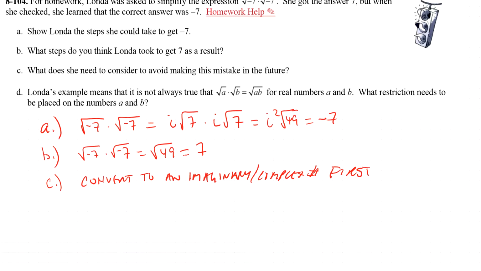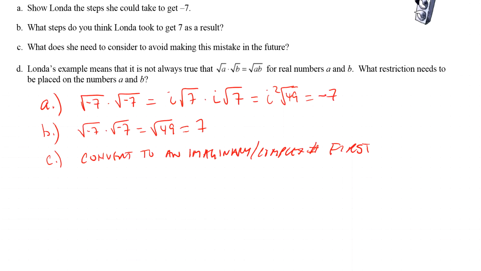Okay, and then Londa's example means that it is not always true that the square root of A times the square root of B equals the square root of AB for real numbers A and B. What restrictions need to be placed on the numbers A and B? So for D, A and B should be 0 and positive real numbers.